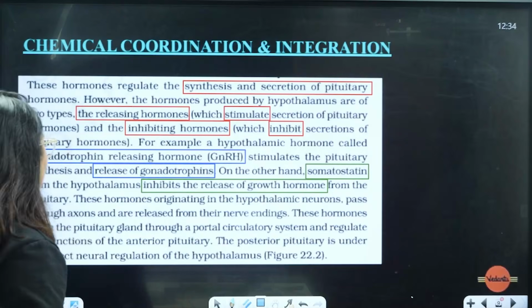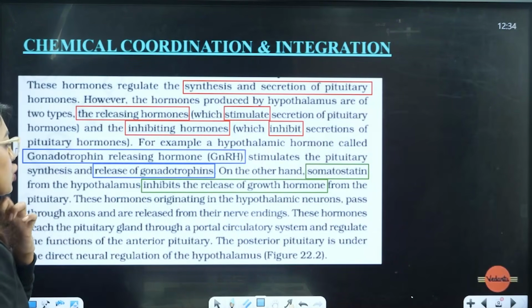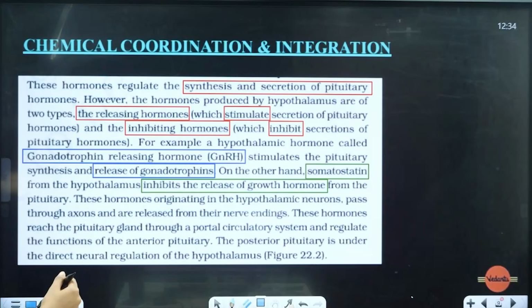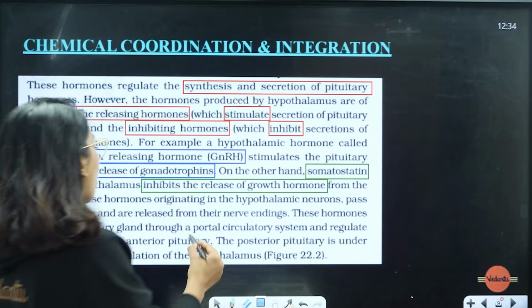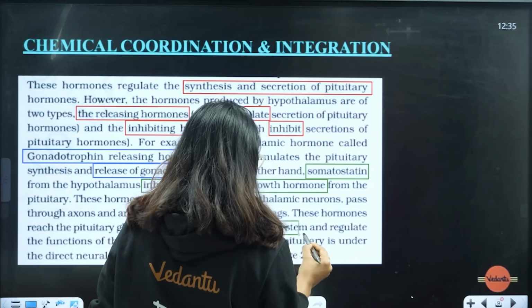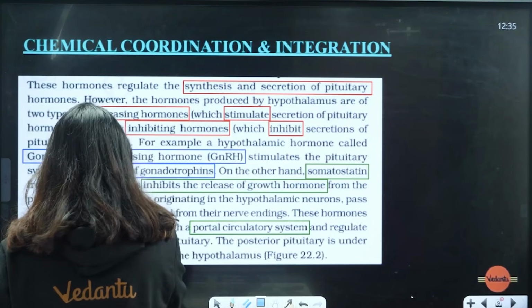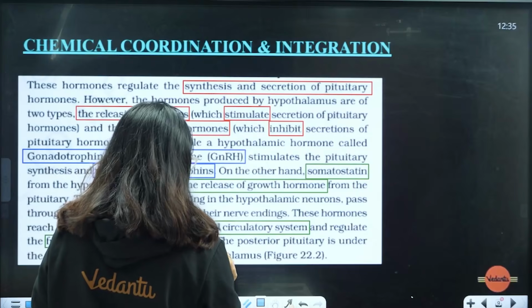Now from the pituitary, these hormones originate in the hypothalamic neurons, pass through the axons and are released from their nerve endings. These hormones reach the pituitary gland through a portal circulatory system. Don't worry, I'll explain all of this with a diagram. Portal circulatory system, and they regulate the function of the anterior pituitary.